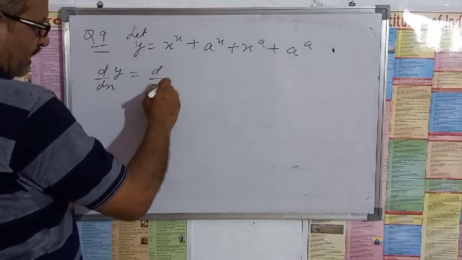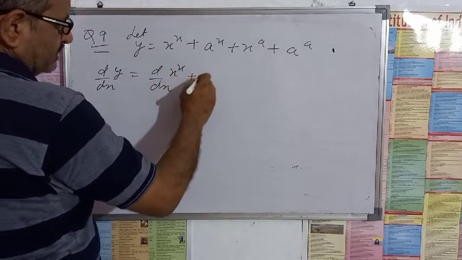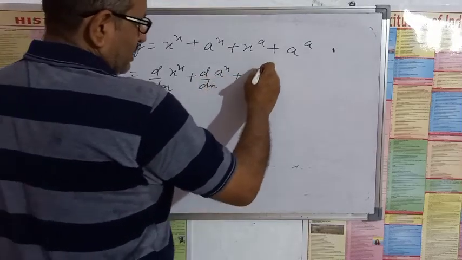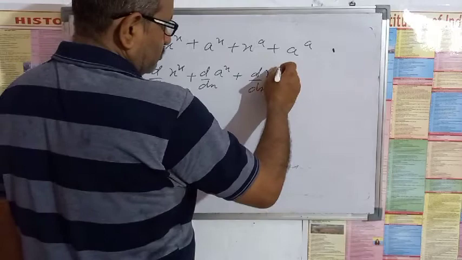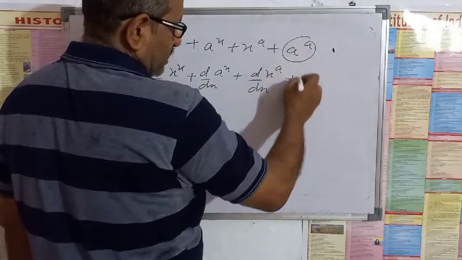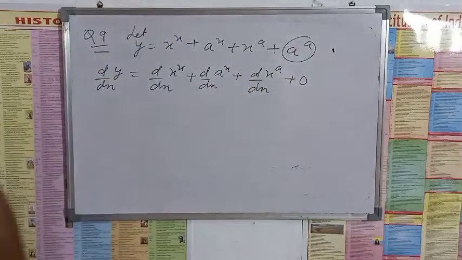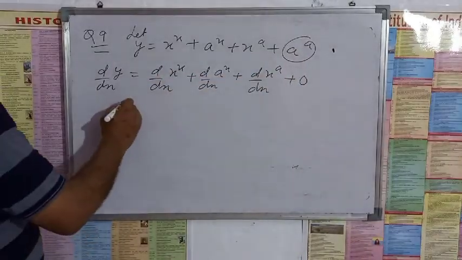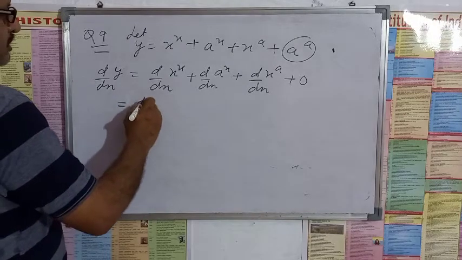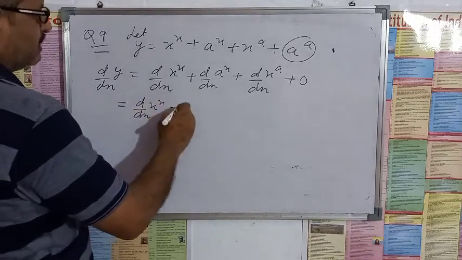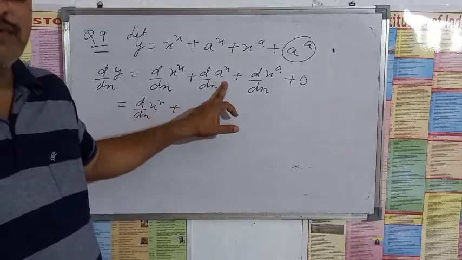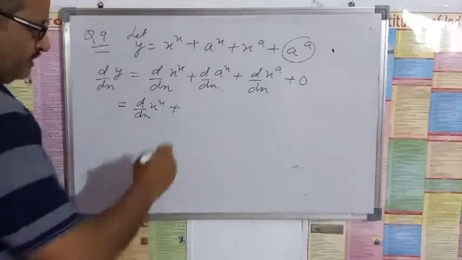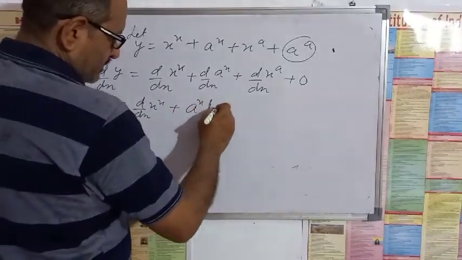We can write d by dx of x to the power x, d by dx of a to the power x, and d by dx of x to the power a, and d by dx of a to the power a. This one is a constant, so derivative will be 0. A to the power a is constant, derivative is 0. What is derivative of a to the power x? We know that a to the power x derivative is a to the power x log a.